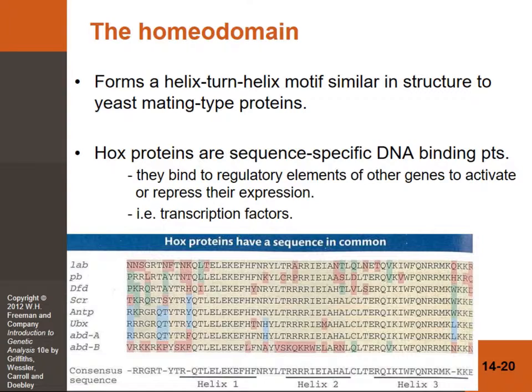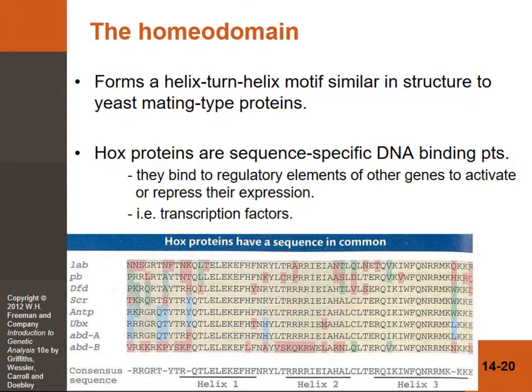In this image at the bottom of screen, we can see the sequences of the fly homeodomains. So these are the sequences of the 8 Hox proteins, but just the homeodomain regions. And all were found to contain a very highly conserved homeodomain composed of 3 alpha helices. And you can see that that's labelled there right at the bottom of the screen as helix 1, helix 2, and helix 3.